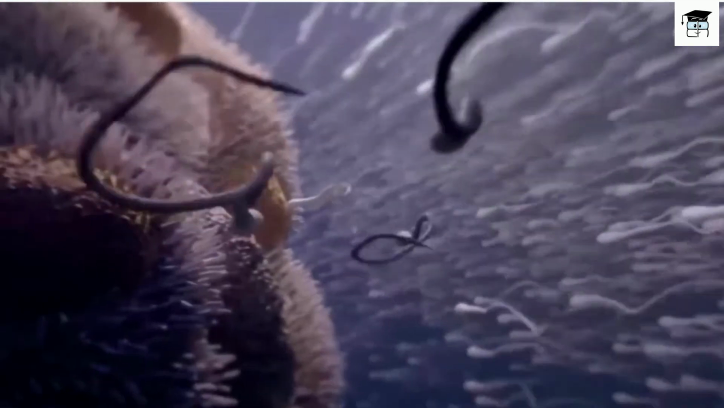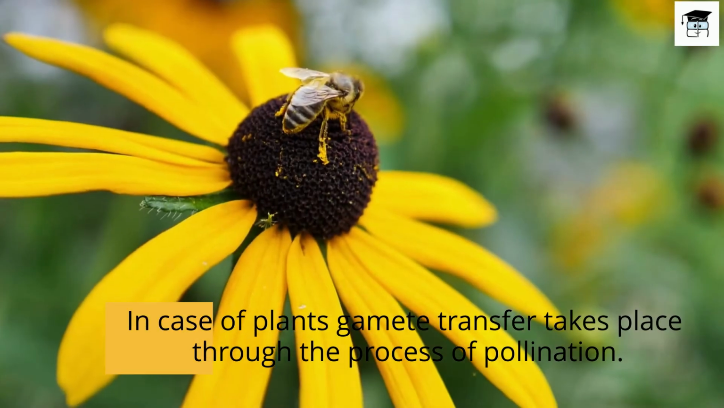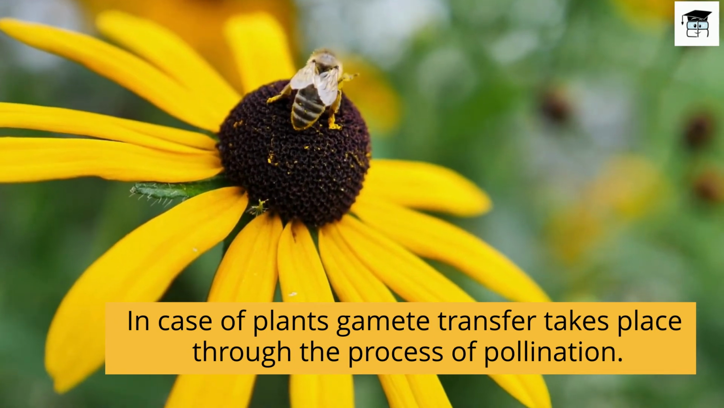To fuse the formed male and female gametes, they must be physically brought together to facilitate the process of fusion, that is, when gamete transfer takes place, in which the male gamete is motile and reaches the female gamete, which is stationary. In the case of animals, gamete transfer takes place through copulation, and in the case of plants, gamete transfer takes place through the process of pollination.